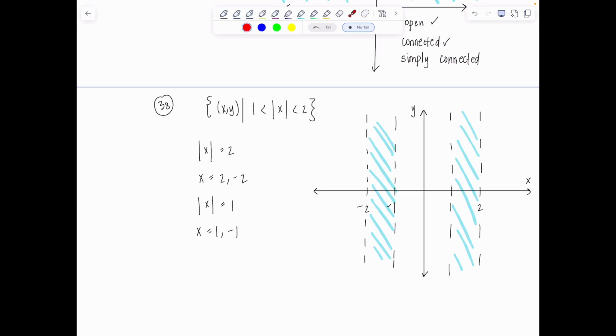Yes, Lucas. If there were solid boundary lines, then it would not be open. We didn't even talk about that yet. But these being strict inequalities means they're dashed.